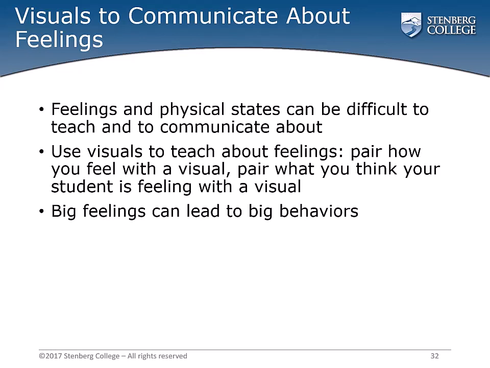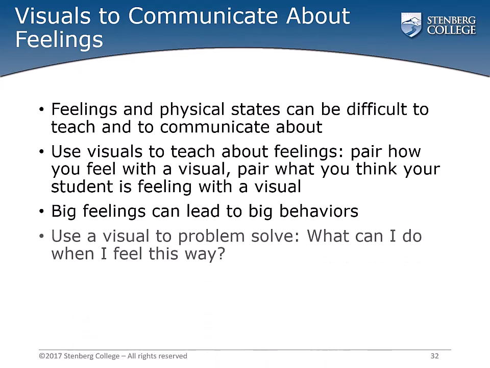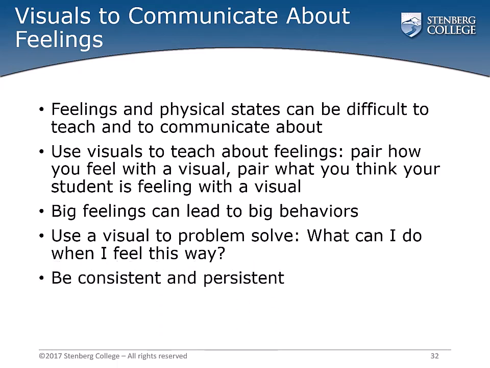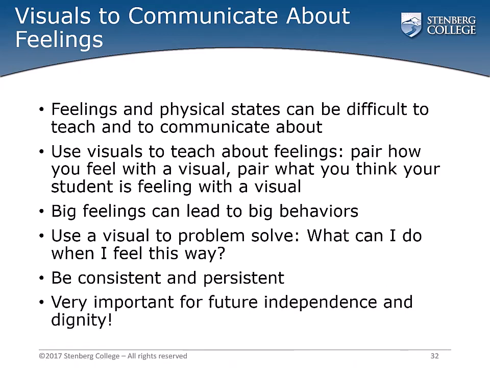One popular program for teaching self-regulation in recent years is Zones of Regulation, which uses color coding, pictures, feelings, and actions to teach students that they can cope. For example, if I'm in the blue zone, I might be feeling tired and I might need to take a nap. If I'm in the yellow zone, I might feel agitated and need to visit the calm down room to settle myself before rejoining the class. When teaching about feelings and physical states, it's important to be consistent and persistent. Again, these skills are very important for future independence and dignity.